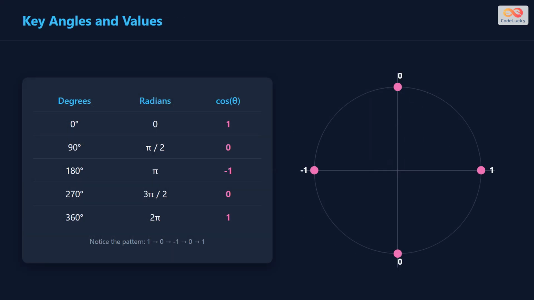Let's identify the values at the most important angles. At 0 degrees, the x-coordinate is 1. At 90 degrees, or pi/2 radians, the x-coordinate becomes 0. At 180 degrees, or pi, it drops to -1. At 270 degrees, it returns to 0, and finally, at 360 degrees, it is back to 1.